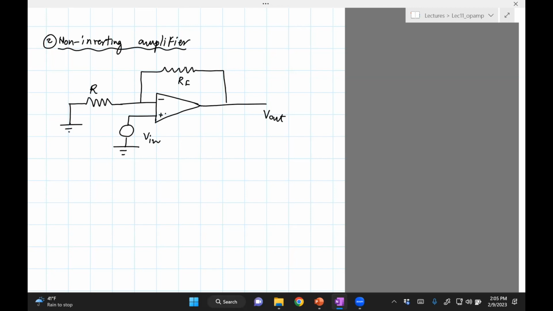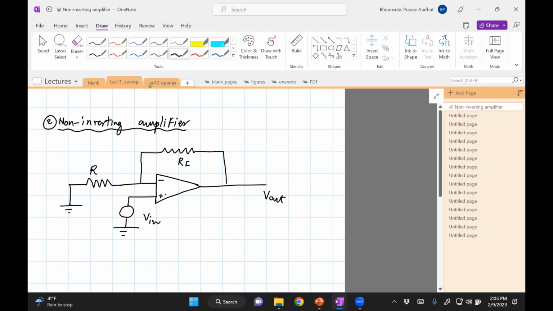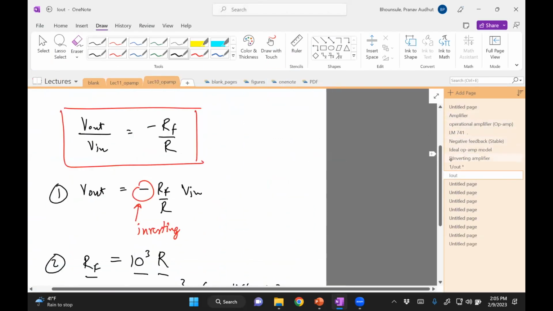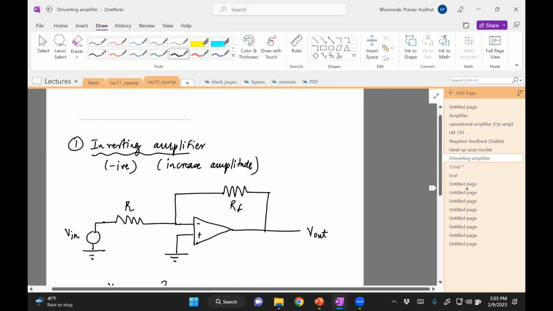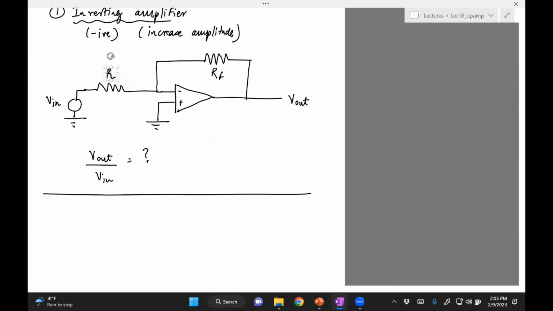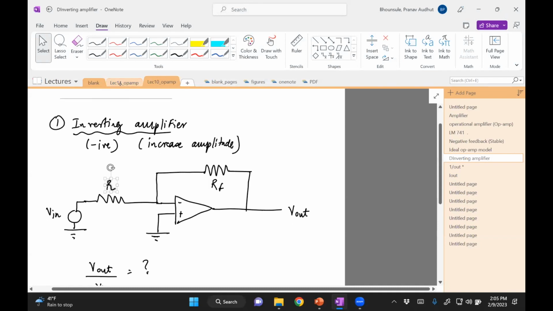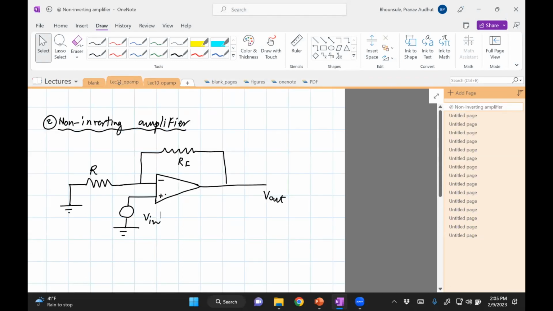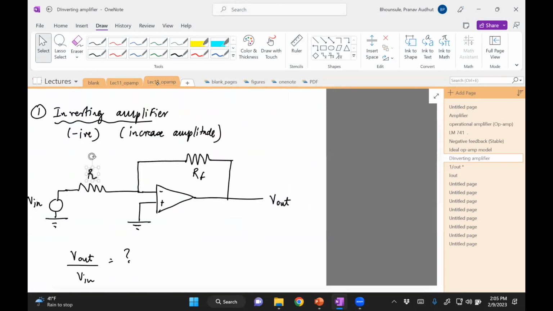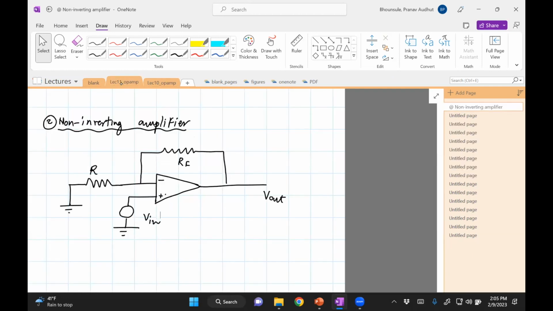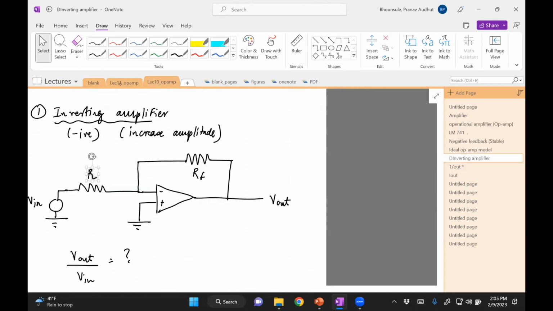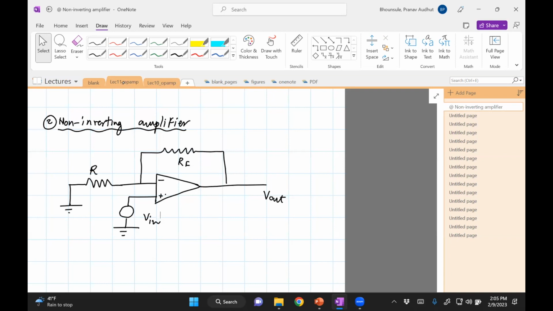Okay, so what has changed? You see that there are very minimal changes from an inverting amplifier. You can quickly look at the inverting amplifier. So that's the inverting amplifier, and this is the non-inverting amplifier. Inverting, non-inverting. You see the difference? Just that the voltage source has been moved.